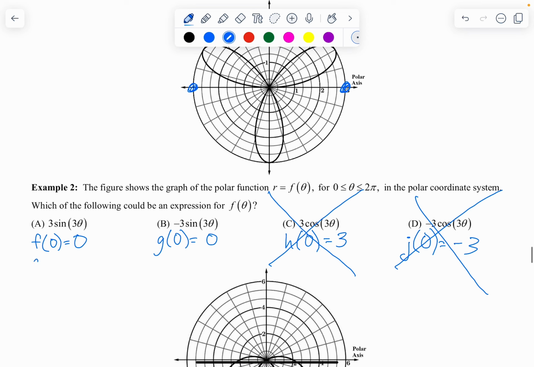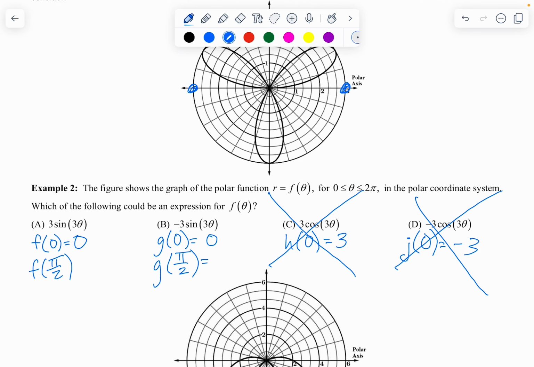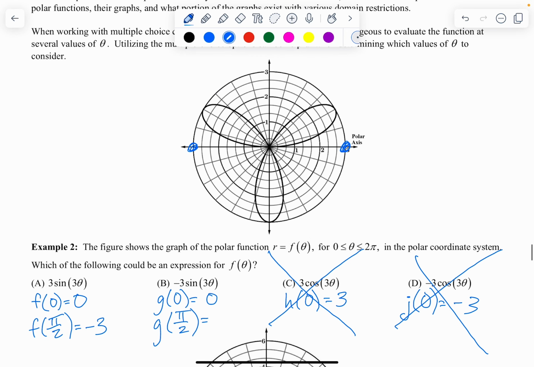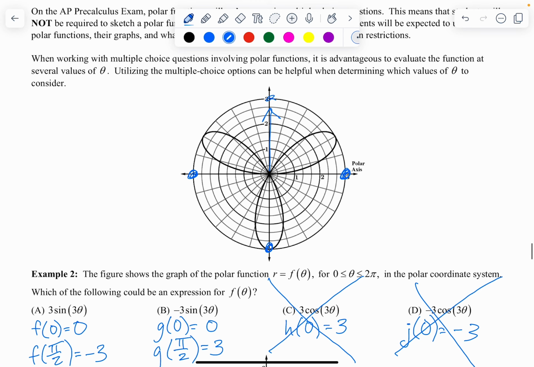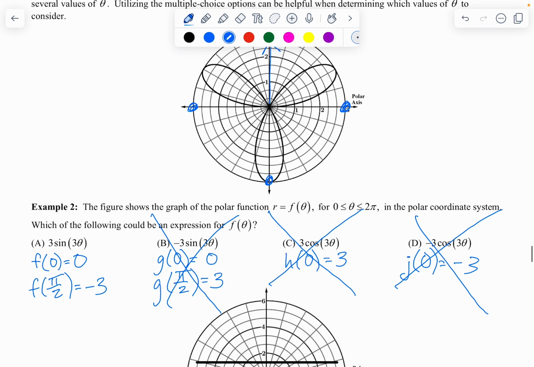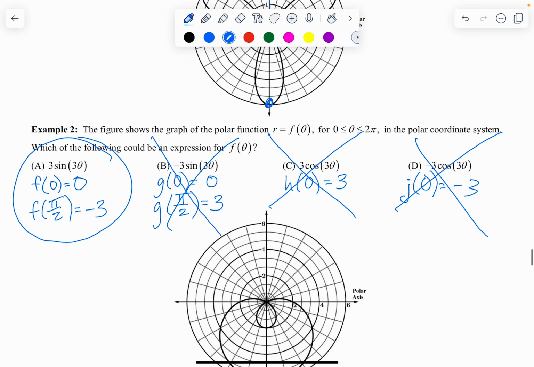Well, what I would do next is say, okay, let's try f of pi over 2. Is that a good choice? Sure, okay. And then g of pi over 2. It doesn't necessarily tell us how we got there, but okay, f of pi over 2 means 3 times sine of 3 pi over 2. Sine of 3 pi over 2 is negative 1 times 3 is negative 3. So instead of coming up here to go pi over 2, I turn around and I go there, and that's my point. That's a good sign. This one, sine of 3 pi over 2 is negative 1 times a negative 3 is a positive 3, and so that would have this point right here. That is not an option, and so I find A to be the correct answer.